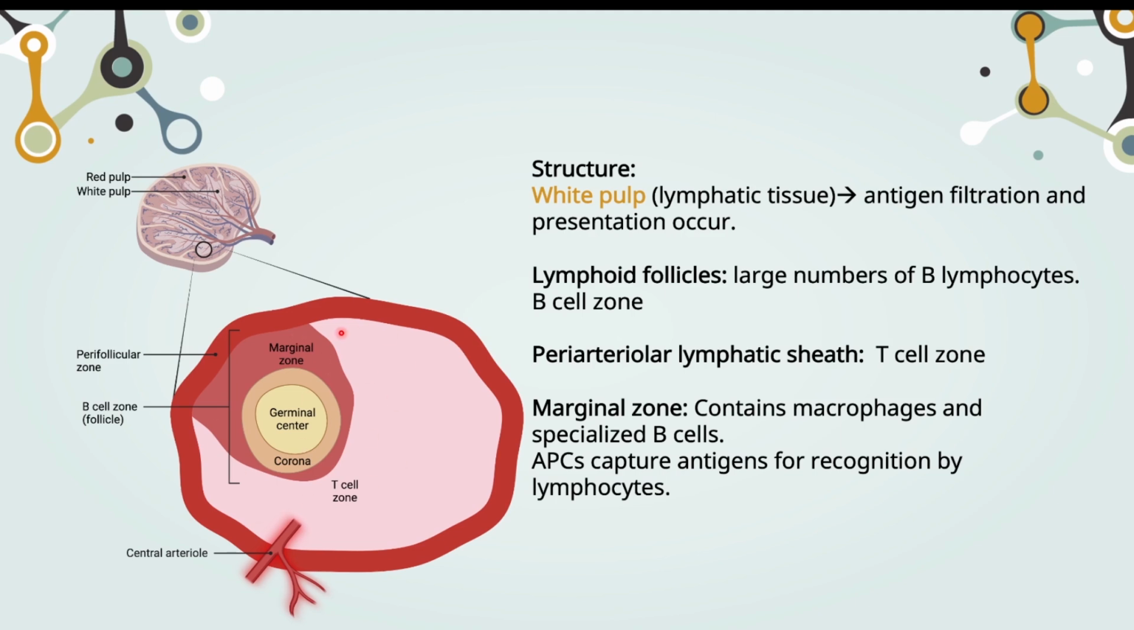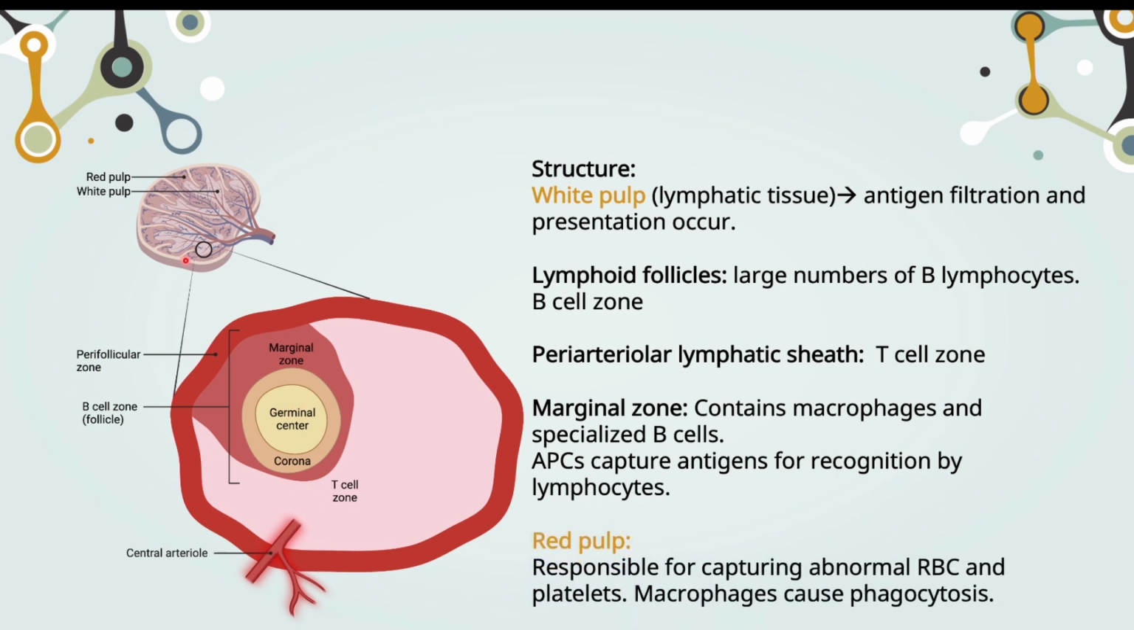When B cells are differentiated into effector cells, they're present here. The specialized B cells are present in the marginal zone, and it contains a lot of macrophages. You can imagine that antigen capture occurs here, because it has a lot of macrophages and B cells. So antigens are captured here, then they get presented, and the B cells are activated in the germinal center.